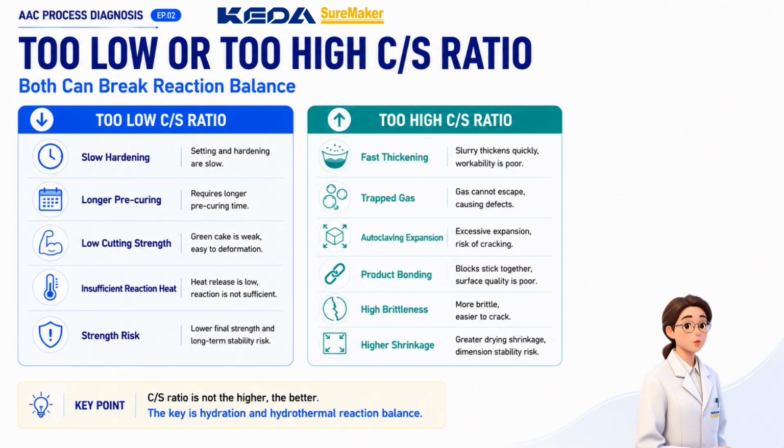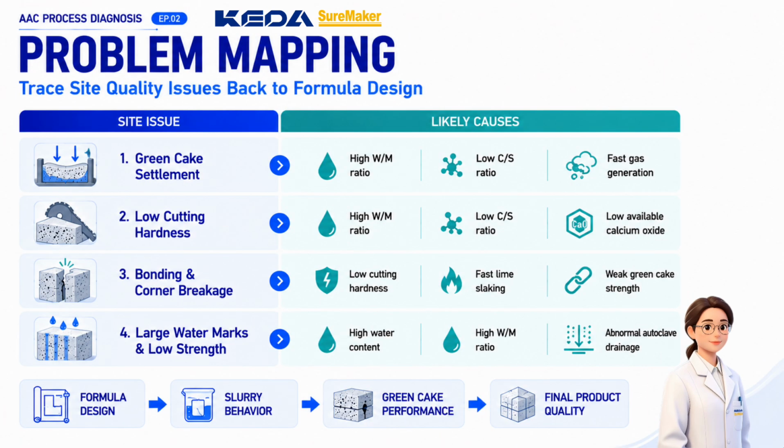The calcium to silicon ratio is a key factor affecting hydration and hydrothermal reaction. It directly influences the formation of target products, such as stable tobermorite phases, and further affects final physical properties, including compressive strength, thermal conductivity, and shrinkage.